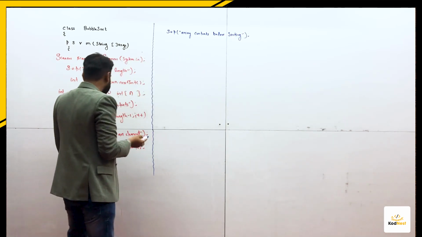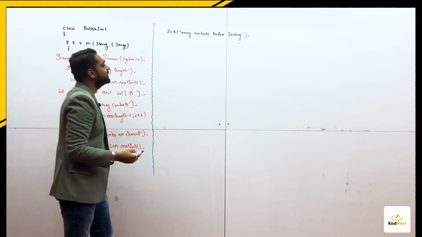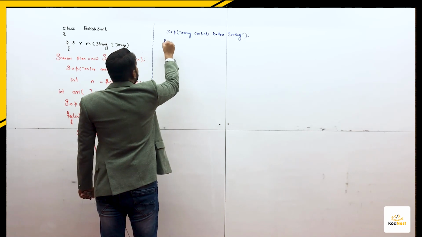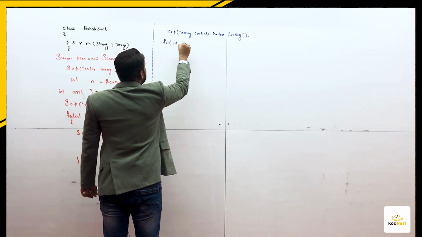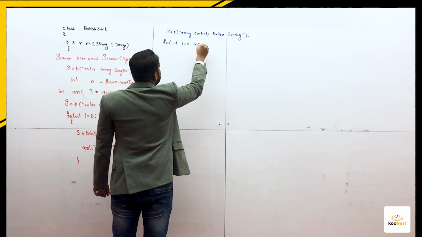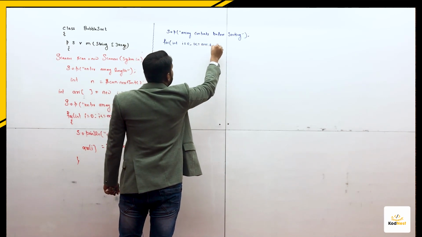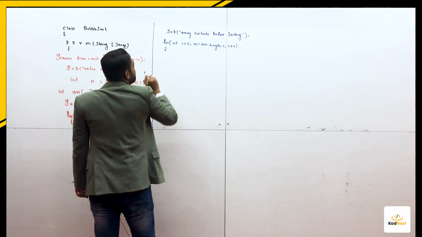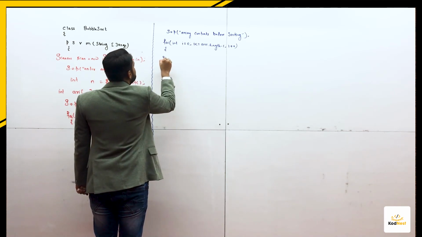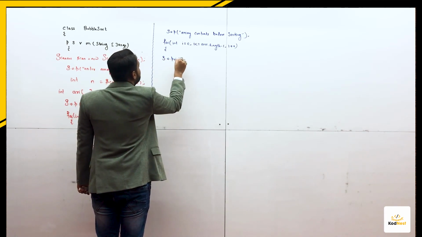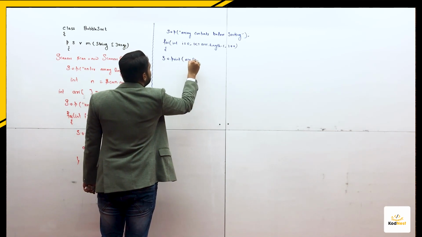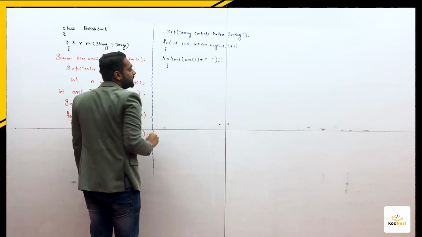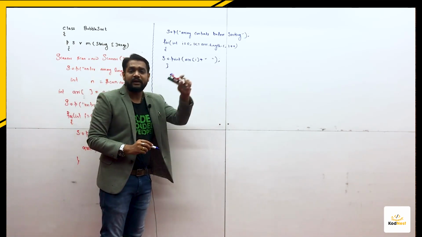Whatever the user has entered, I have collected, and only that array's contents I will print. How to print: start from the 0th index, go until array.length minus 1, i++. Every time I would call System.out.print. What to print? Whatever is there in array[i] plus a space. The array contents are printed one beside the other.